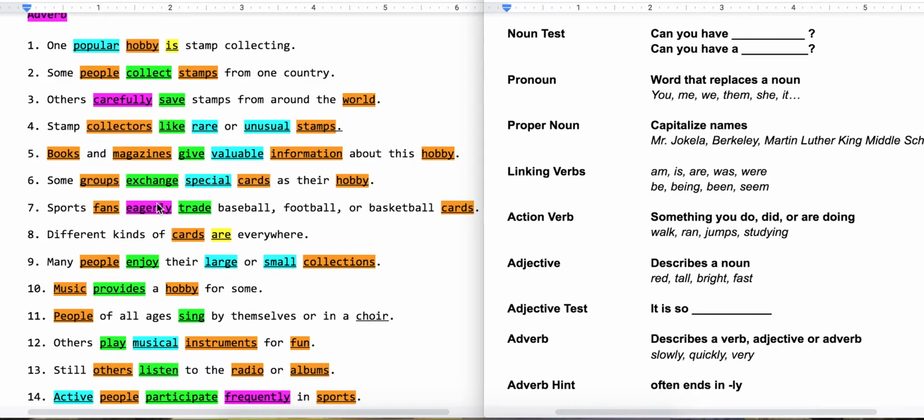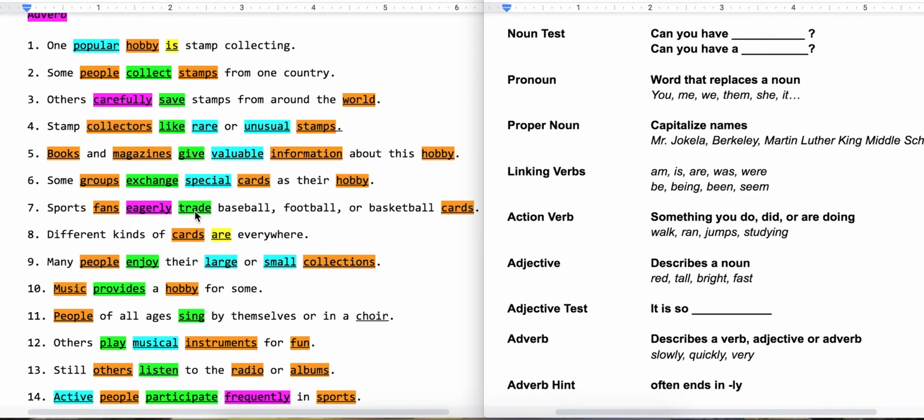Hobby we already know is a noun. Can you have a hobby? Fans, those are people. Can you have fans? Yes. Teams have fans. Eagerly ends in ly. It's an adverb. What's it describing? It's describing how they trade. They trade eagerly. All right? Trade is a verb. It's something you do.